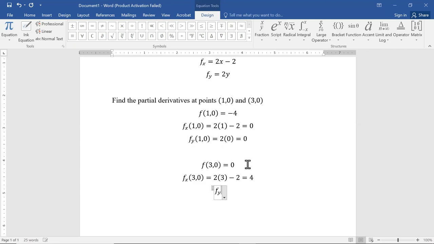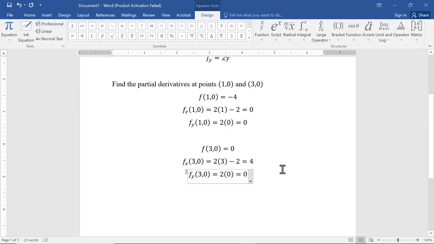F sub y at that point would give you 2 times your y value. My y value is 0, so I get 0. That means the slope of the tangent line in the y direction is 0.